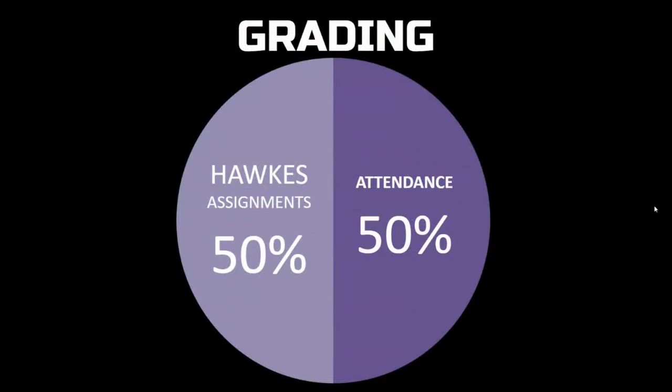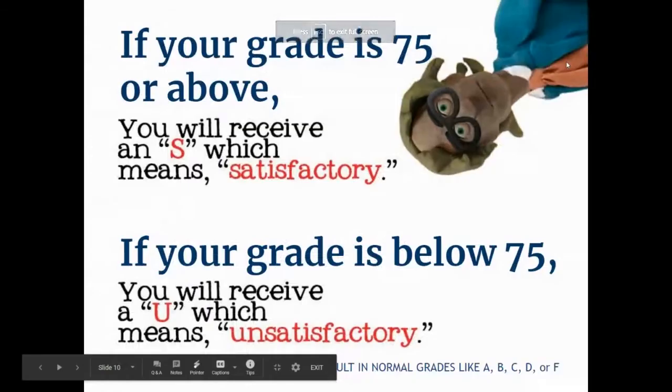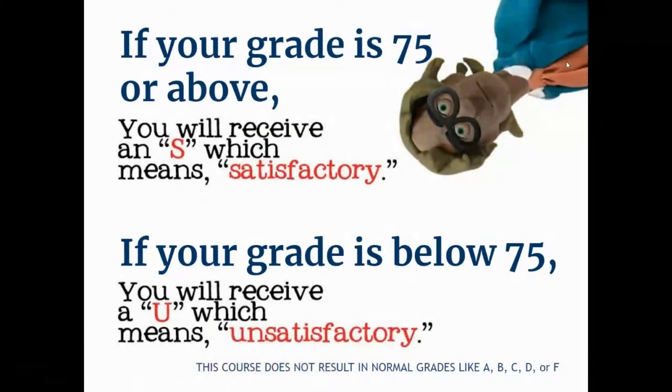Okay, so once again, the grading comes from 50% Hawks assignments and 50% attendance. Okay, so because of that, this is kind of the grading method. And I'll explain why on the next slide, why we've set the bar at being 75. So you won't get a normal grade in this lab class. You're either going to get an S, which means that you passed the lab, or you're going to get a U, which means that you were unsatisfactory in passing the class. So basically you fail it, okay? So like I said, on the grade report, don't look for an A, B, C, D, or F. It's going to be an S or a U at the end of the semester, okay?